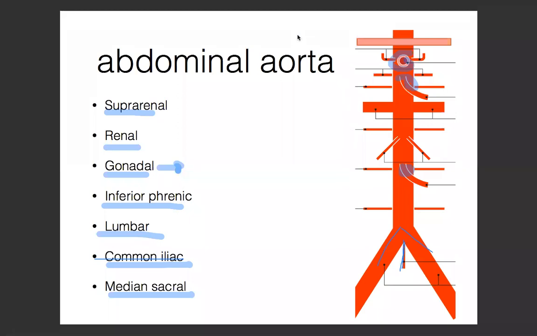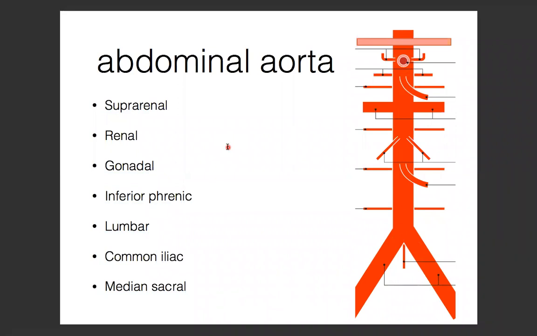Is it clear, guys? Okay. So this is important to know. Another thing you should know is that the bifurcation of the aorta itself happens at the level of L4. When it splits into the right and left common iliac, it's at the level of L4.